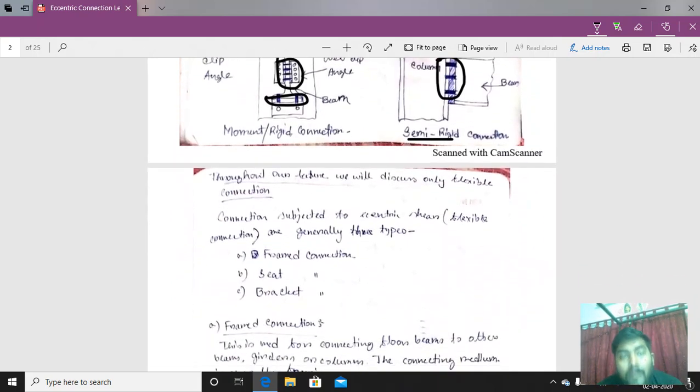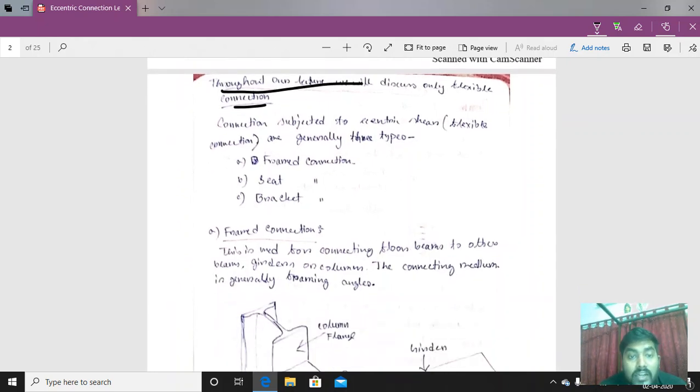Throughout our lecture, as per our syllabus, we will only study the flexible connection. Today we will be studying the bolted flexible connection. In the next lecture, we will study the welded flexible connection. Now the connections subjected to eccentric shear are generally of three types: framed connection, seat connection, and bracket connection. We will be discussing what a framed connection is, what a seat connection is, and what a bracket connection is.